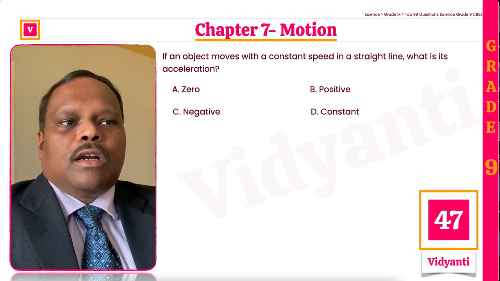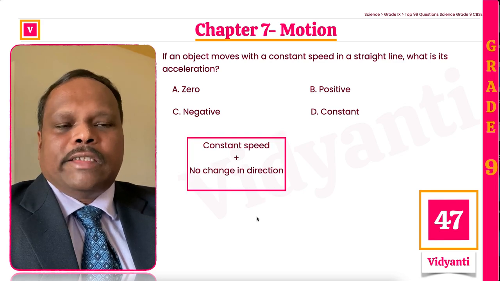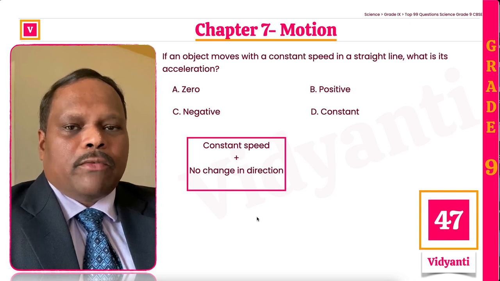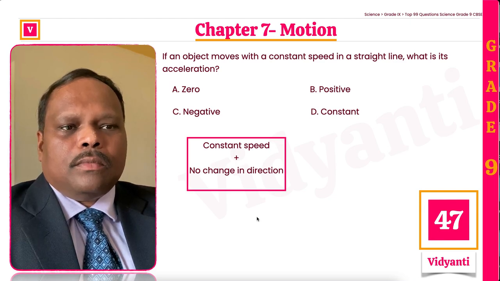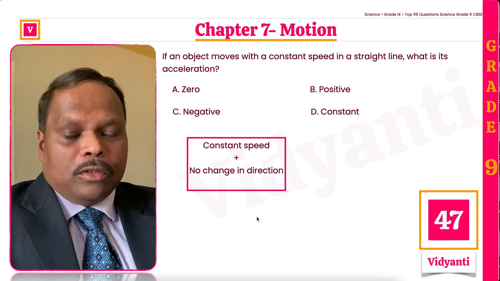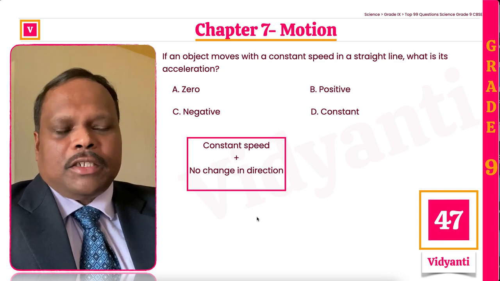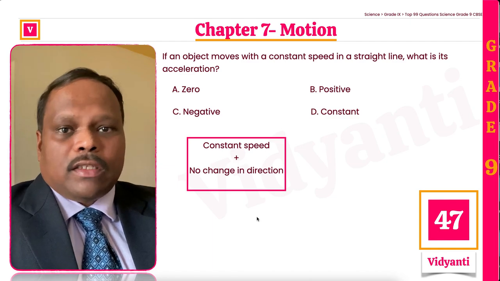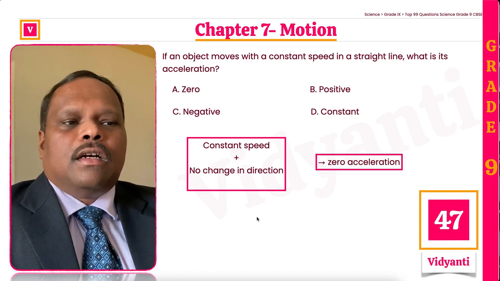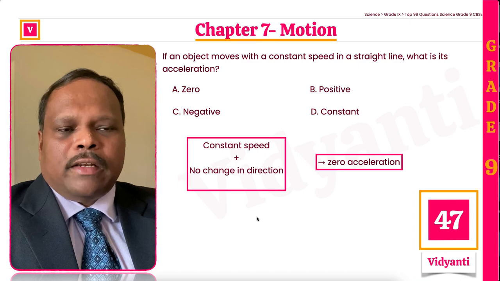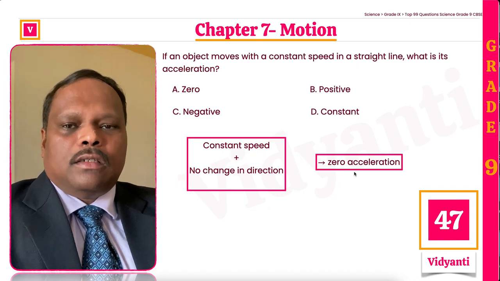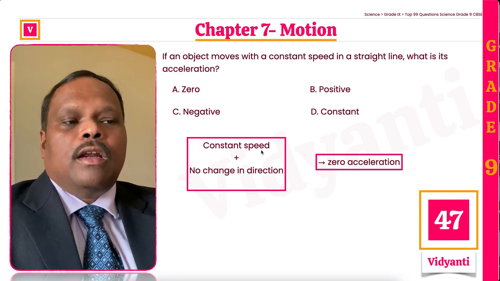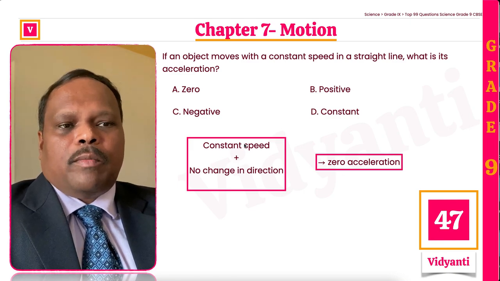If an object moves with a constant speed and that too in a straight line. So remember, velocity is a vector which has magnitude, which is responsible for speed, and direction. If neither of these two things is changing, then we can say with sufficient confidence that it has zero acceleration.